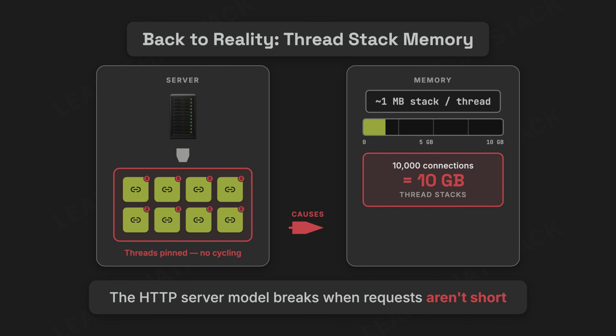Each thread carries stack memory, roughly a megabyte. With short HTTP requests, fine, threads cycle before memory adds up. With WebSocket connections, threads are pinned for hours. At 10,000 concurrent connections, you're managing 10 gigabytes of thread stacks. That's not a WebSocket problem, it's the HTTP server model breaking because one of its core assumptions, that requests are short, is no longer true.